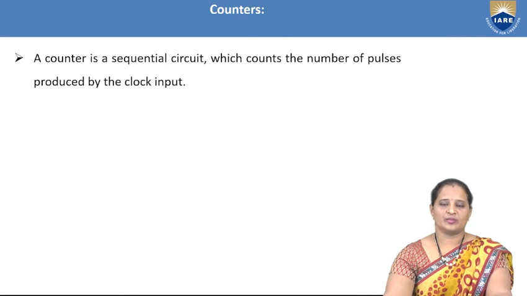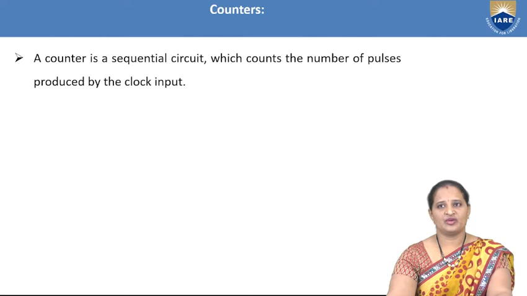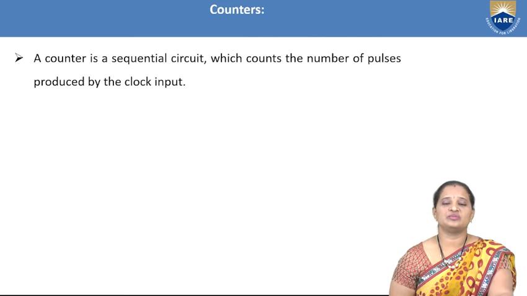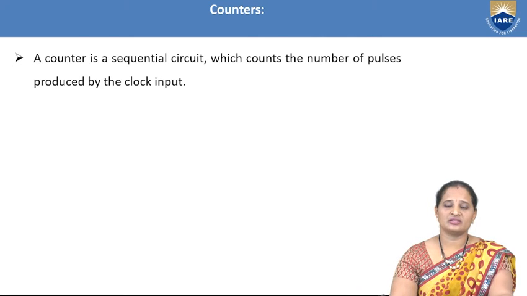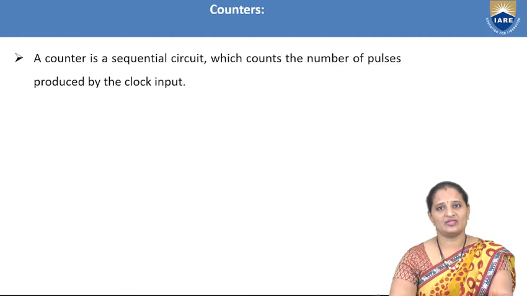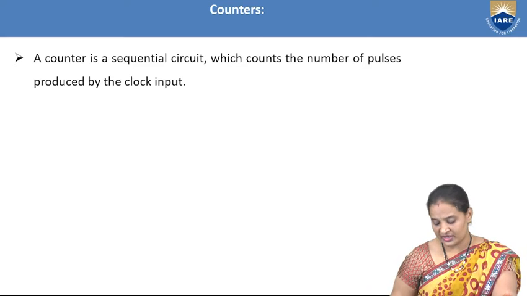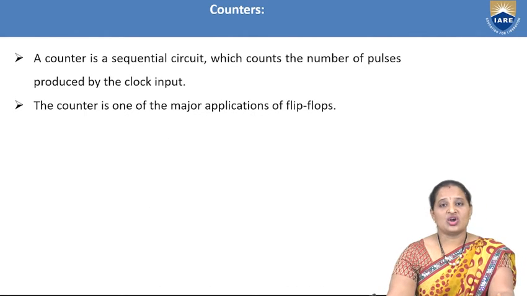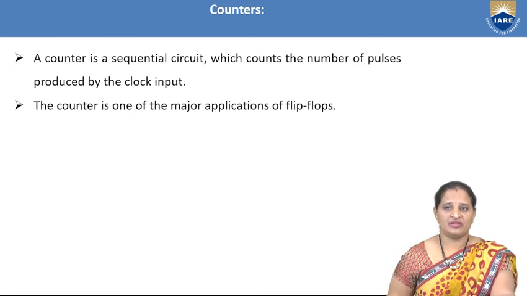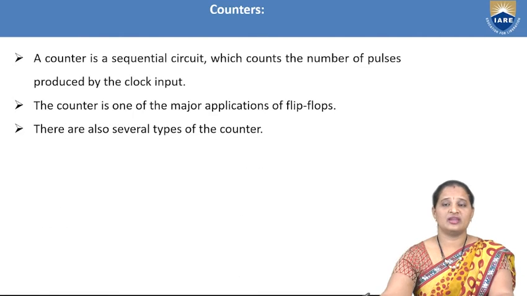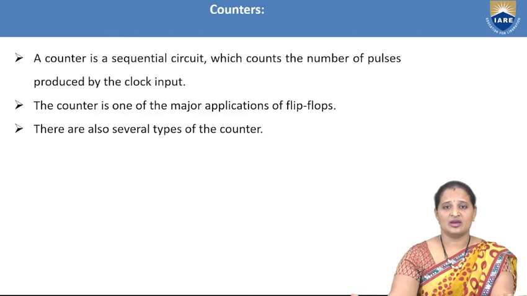Basically, what do you mean by counter? A counter is a sequential circuit which counts the number of pulses produced by the clock input, and it can also be used to count the number of occurrences of an event. The counter is a major application of a flip-flop. We can also design registers using flip-flops.